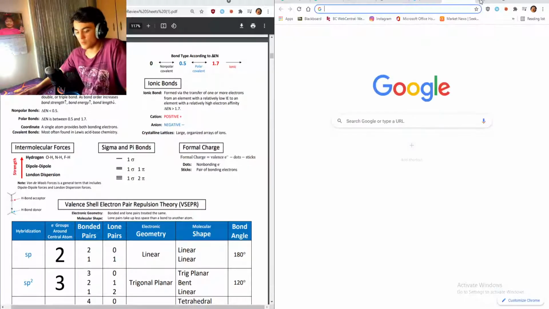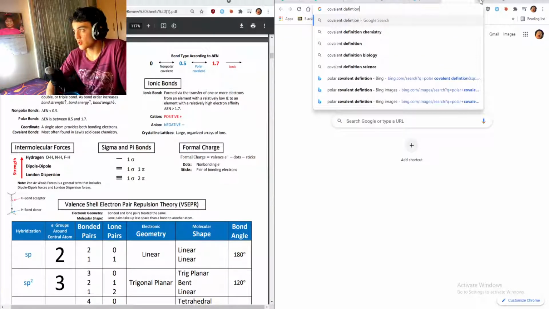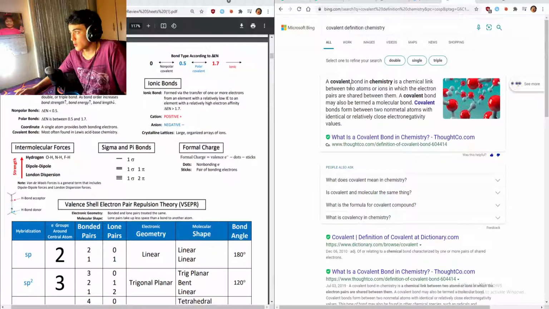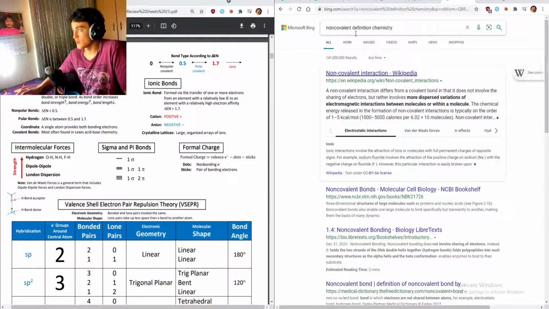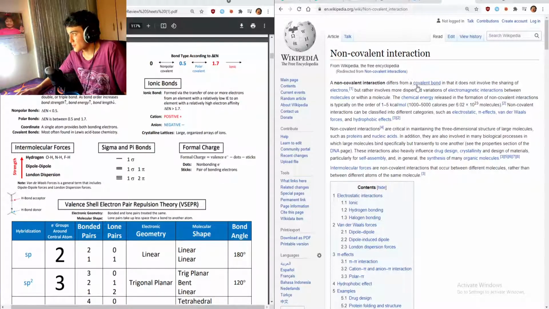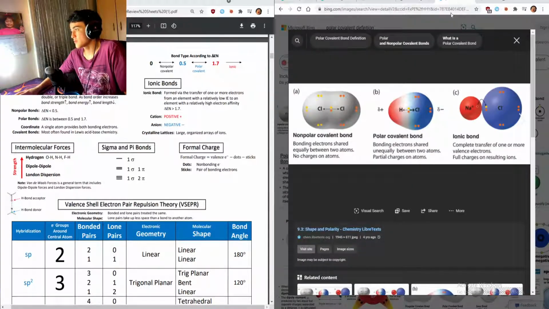So what does covalent mean? Covalent bonding in chemistry is a chemical link between two atoms in which the electron pair is shared between them. What is considered non-covalent? Non-covalent does not involve the sharing of electrons, but rather involves more dispersed variations of electromagnetic interaction between molecules. It does not involve the sharing of electrons. So it probably does not exist then. If it's not sharing, then what is the point of it?